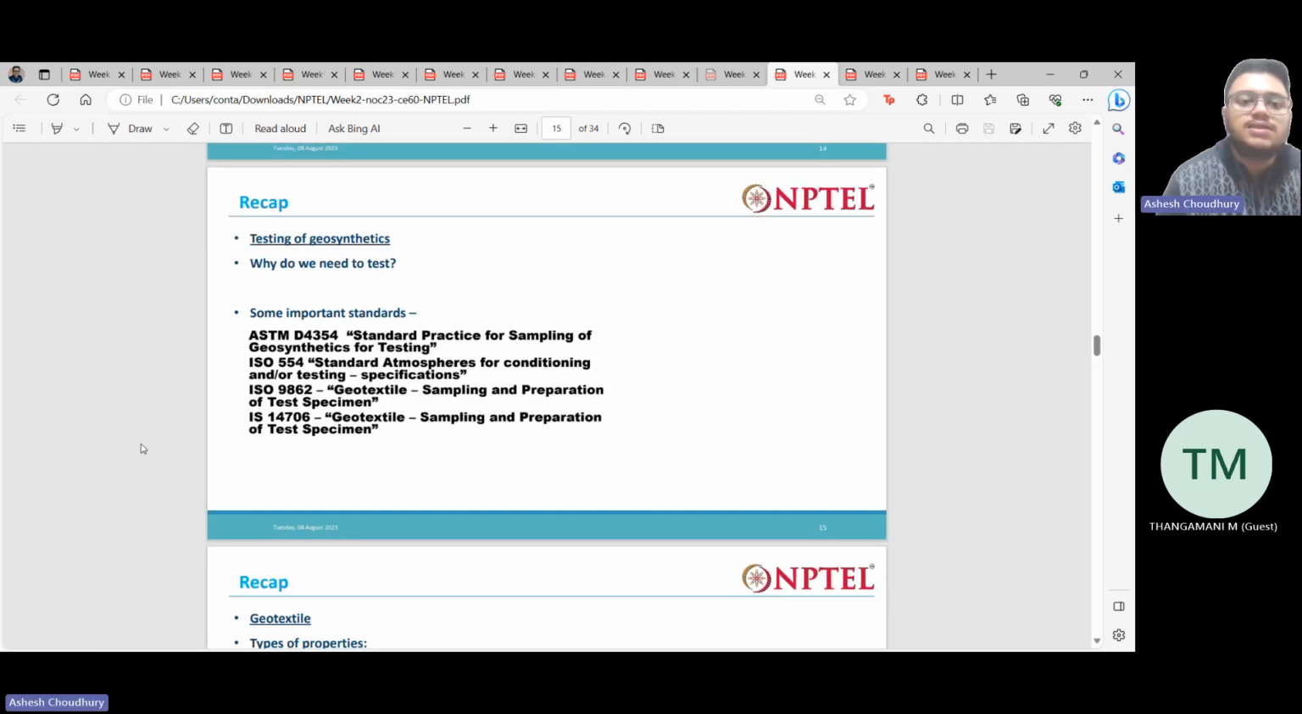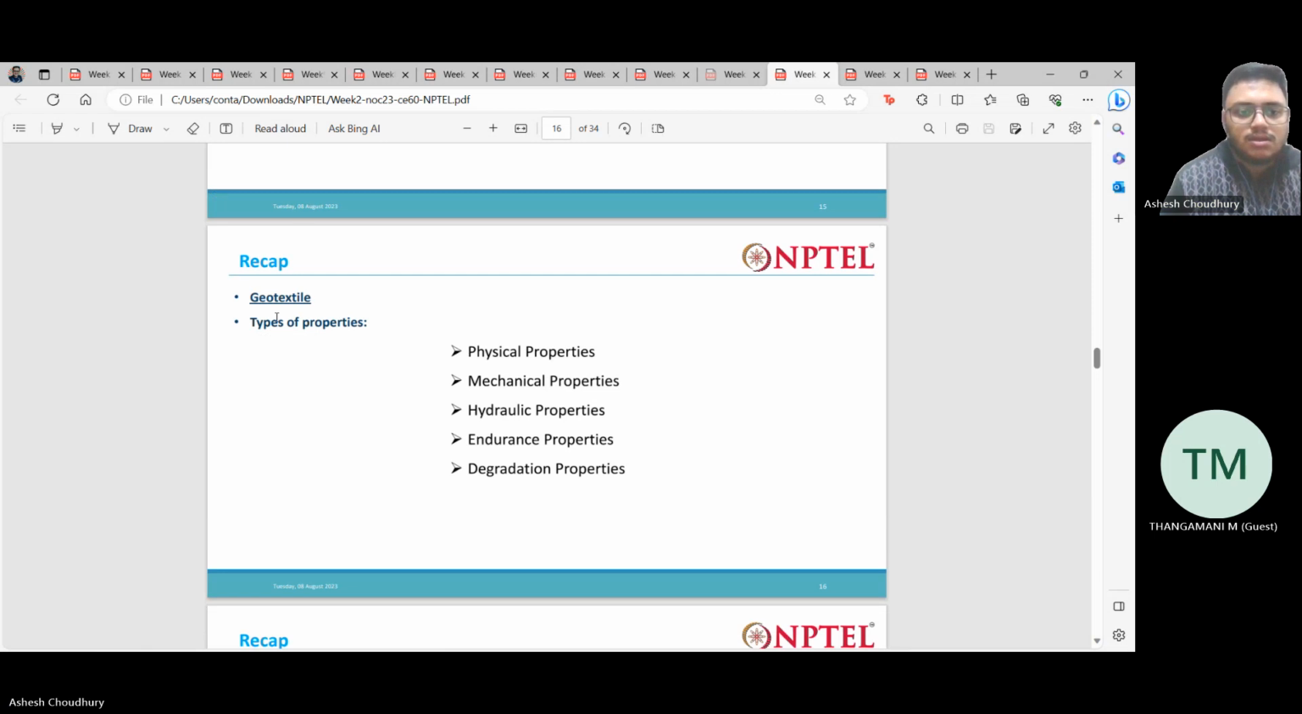Then we had testing of geosynthetics. So why do we actually need testing? Why do we need testing of geosynthetics? To know their properties, such as mainly strength, frictional properties, then durability properties, all these things. For that purpose, we need to test all the geosynthetics before use. What are some important standards? Some important standards for geosynthetic testing are given here.